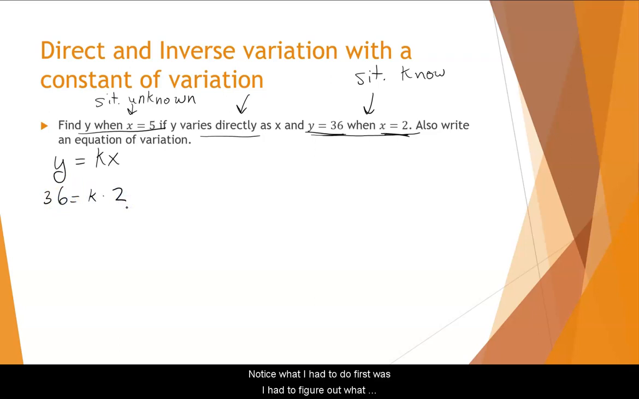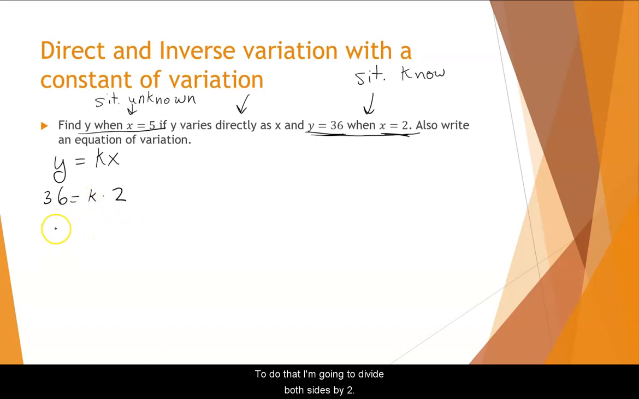Notice what I had to do first was figure out what form of the equation this was going to take. What told me the form was this bit that says y varies directly as x, or just thinking through that this is the type of variation. You may have heard my dogs barking a little. So the first thing we want to do is find the form of the equation, then plug in what we know to find the constant of variation, the constant of proportionality.